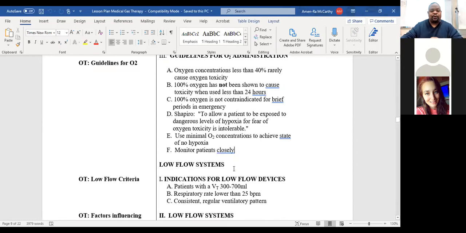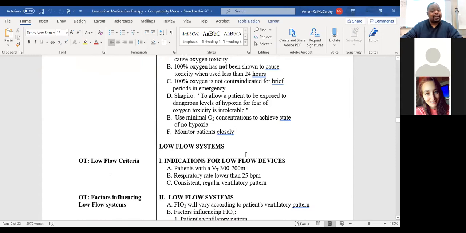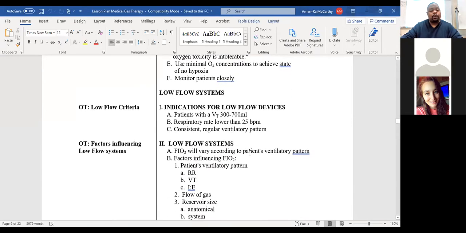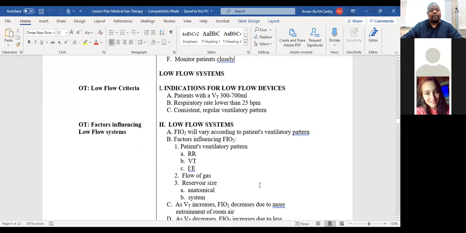So that is a kind of a review of what you learned last night. And we're gonna go back to the PowerPoint talking about low flow systems. You have two types of systems when we're giving oxygen. It's either low flow or high flow, that's it. Now there's a lot of things in each category, but as far as the categories are concerned, you're either going to be low flow or you're giving them high flow.